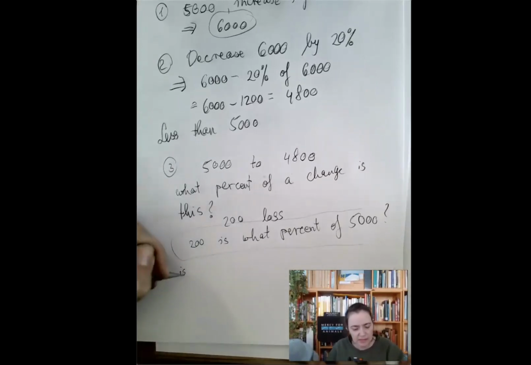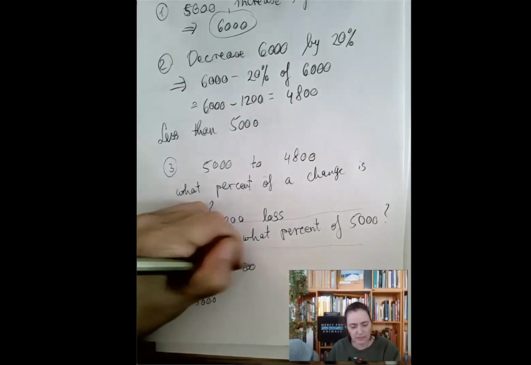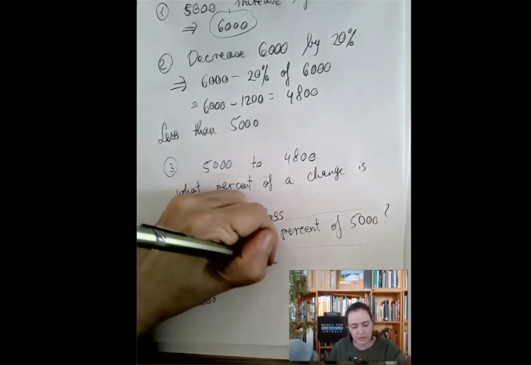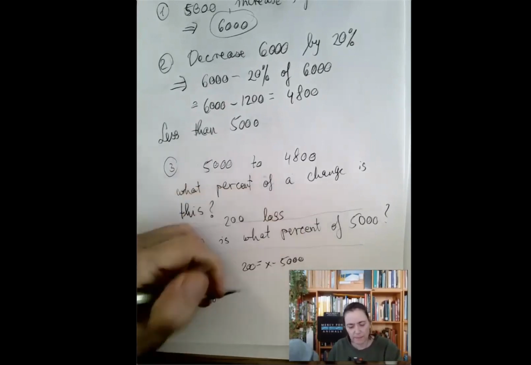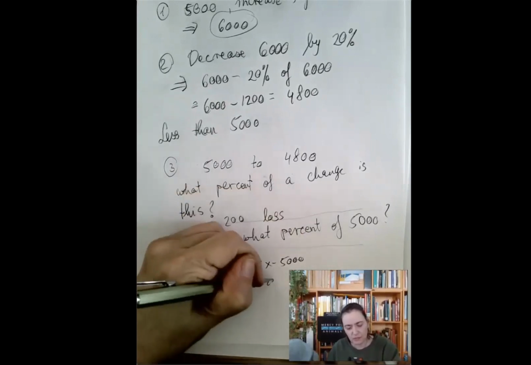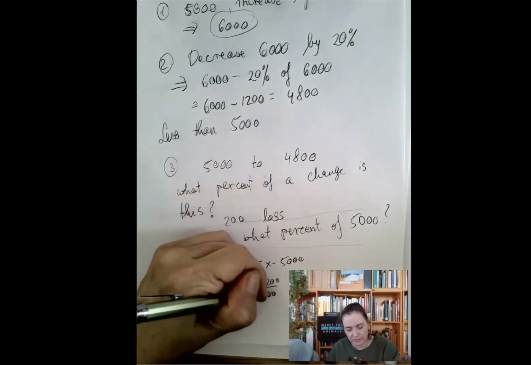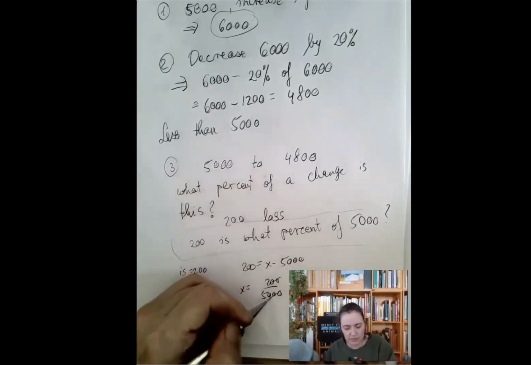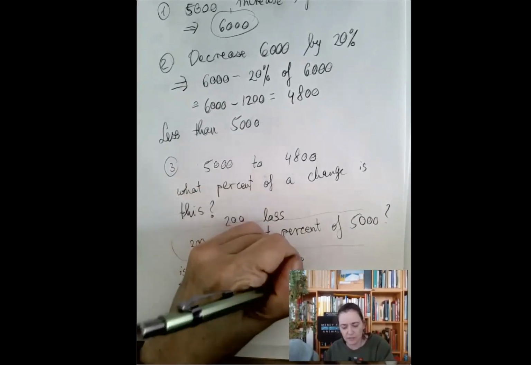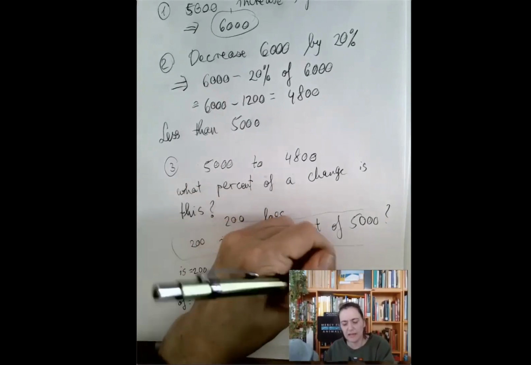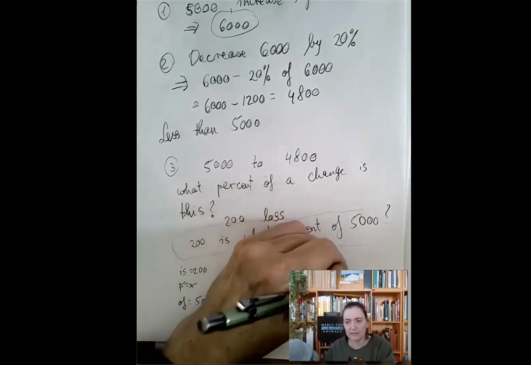So is fraction times of. Is 5,000 the of? Is this 200? We're asking about the fraction. So x is 200 divided by 5,000. We chop off 2 zeros, we get 2 over 50. So that's 4 over 100, and that's 4%.